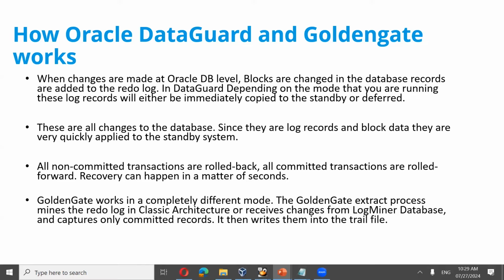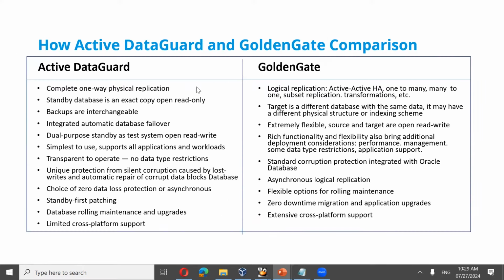GoldenGate is an object level replication. Data Guard is a database level replication. It is a block by block replication. When we talk about Active Data Guard and GoldenGate comparison, Active Data Guard is complete one-way physical replication. GoldenGate is logical replication, active-active, high availability. You can do it for one to many, many to one. You can do subset replication, transformation, etc.